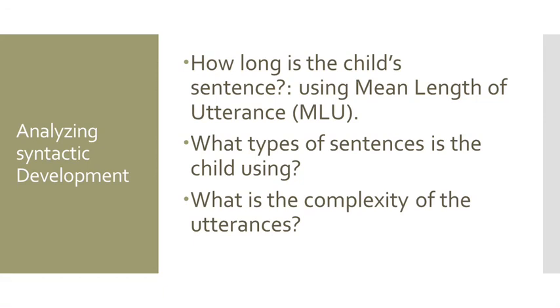Second question is, what types of sentences is the child using? Observe the child's use of declaratives, negatives, and interrogatives, and check if the child uses these types in a grammatically correct way. The third question is, what is the complexity of the utterances? So look for any conjunctions and multiple phrases within one utterance.